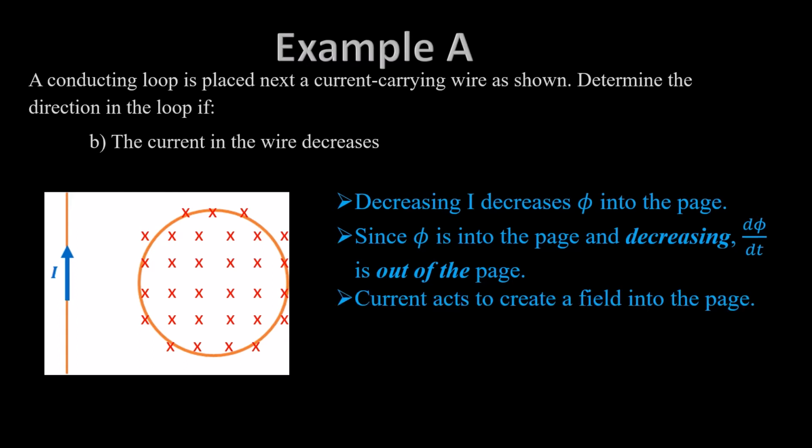And remember, the current is going to try to create a field opposing the change in flux. So the change in flux is out of the page, and the induced current is going to create a field into the page. By the right-hand rule, if you put your thumb in the direction of the induced field, which is into the page, your fingers will curl clockwise. So in this case, the induced current is going to be clockwise.